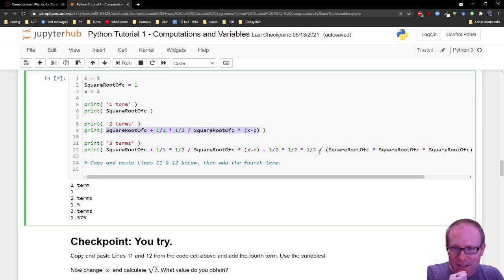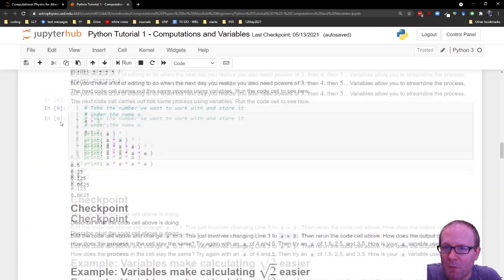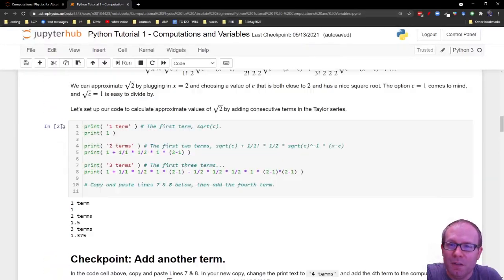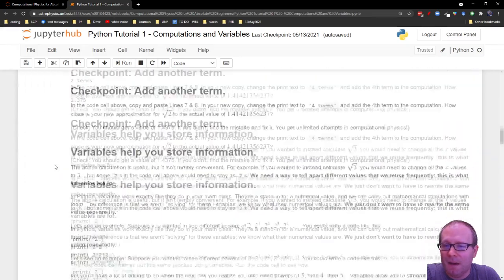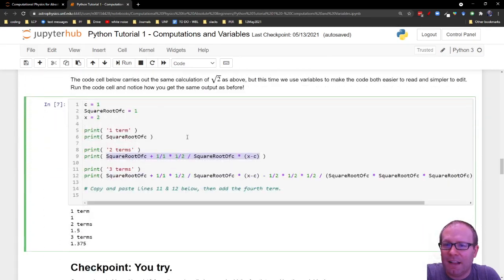And the other advantage to this is this looks very similar to the math that we wrote up here. One of the reasons we use variables is so that I can compare it to the math equation a lot easier, right? I can see here I have 1 over 1 factorial, 1 over 2, root c to the negative 1, and x minus c. I can compare that down here. And that's exactly what I have. 1 over 1 factorial, 1 over 2, 1 over root c, and x minus c.